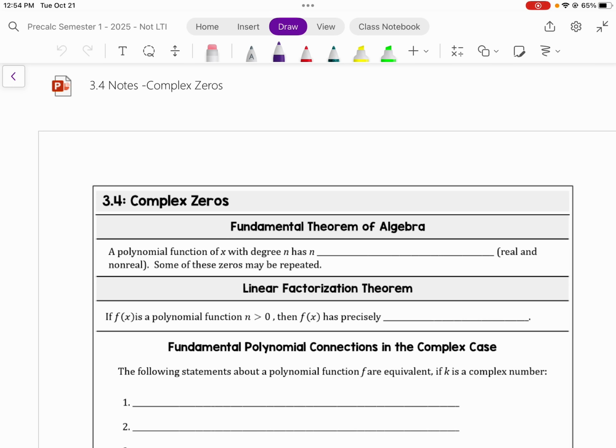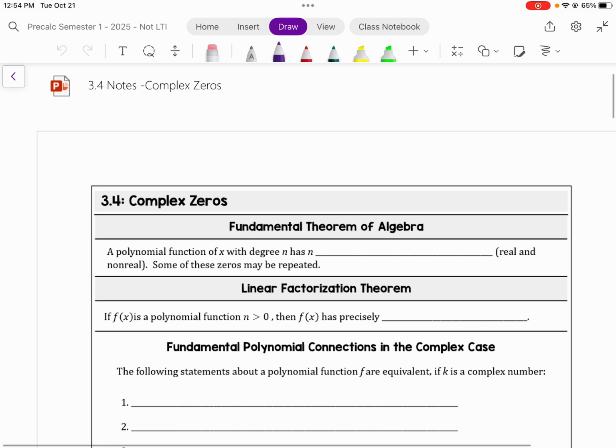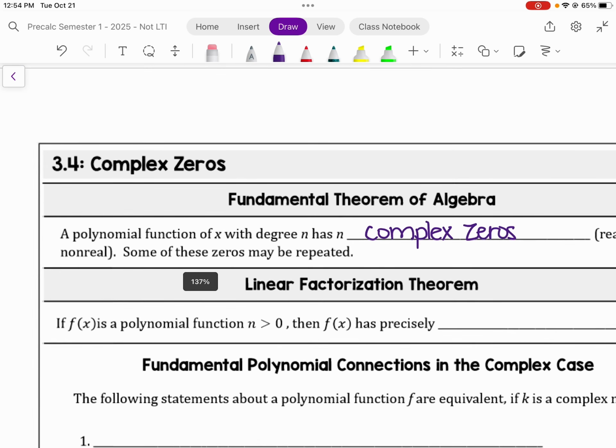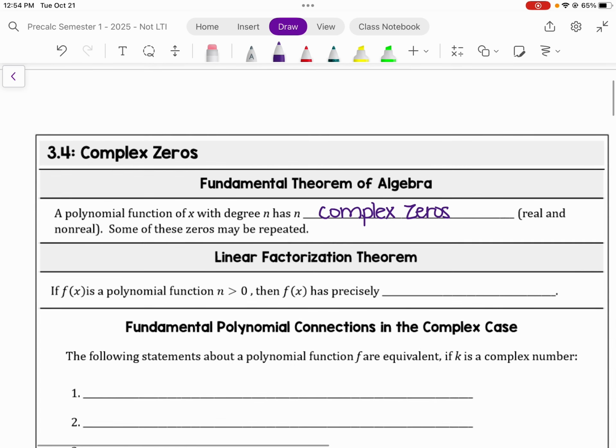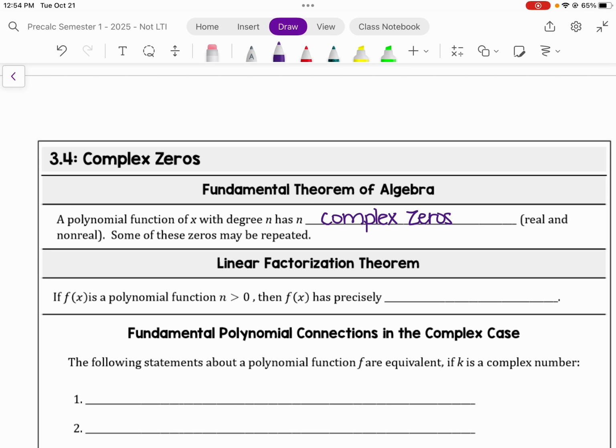Next up in our series is 3.4, complex zeros. So this is where we put it all together. A polynomial function of x with degree n has n complex zeros. So that's how many total zeros they have. We have talked about zeros before, but now we're going to talk about how sometimes they can be real and non-real. So we are going to talk about more imaginary stuff today.